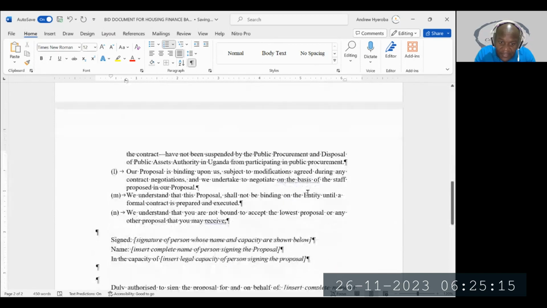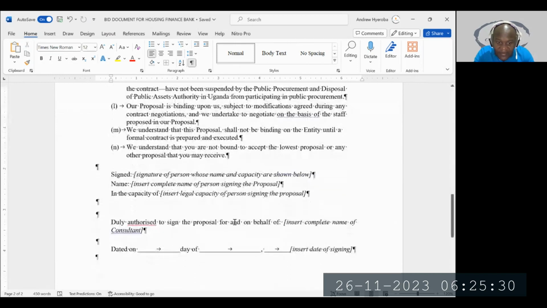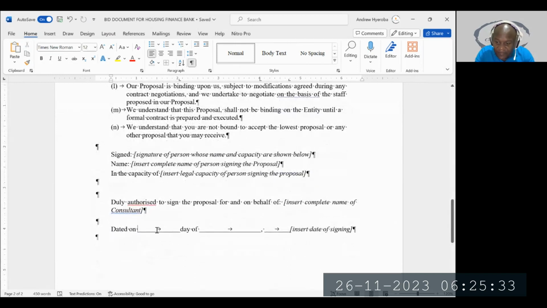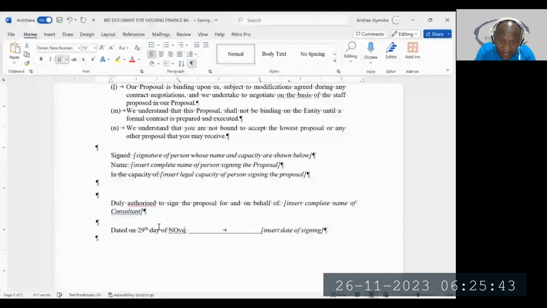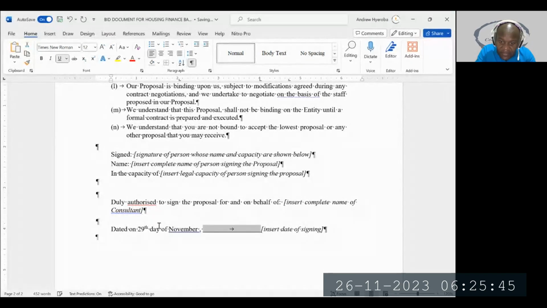JKLM. Yes. We understand that we are not bound to accept the lowest proposal and any other proposal that you may receive. Signed, signature of a person whose name and capacity. You get that? Duly authorized to sign, dated on this day. I'll just put it on the 29th just because I'm sure we'll be done by then. 29th day of November 2023.